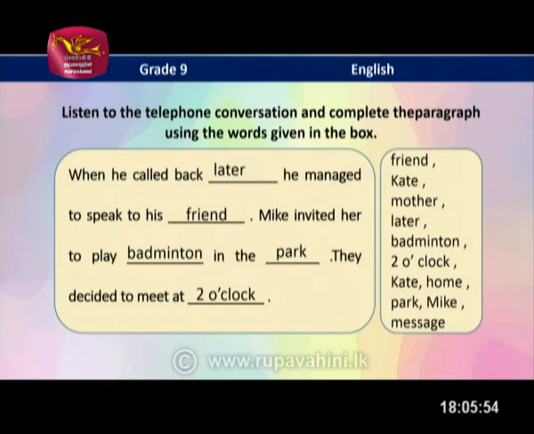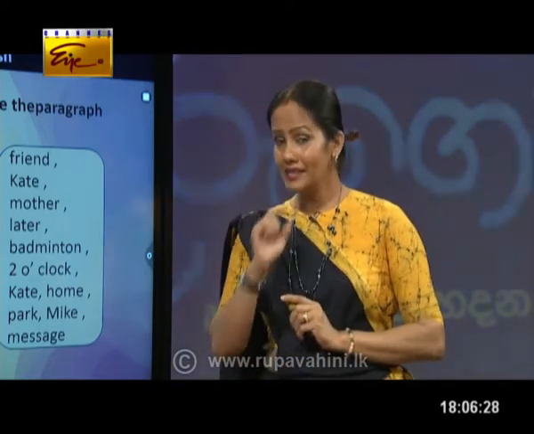They decided to meet at 2 o'clock. So children, I think you can very well remember this is a friendly telephone conversation between Mike and Kate. They were planning to play badminton at 2 o'clock in the park. So this is an informal telephone conversation between two friends. And remember, I told you informal telephone conversations can take place among friends as well as relatives, right? So we'll move on to the next activity and see whether you can identify something new in this particular telephone conversation. Shall we, Miss Vatsala?